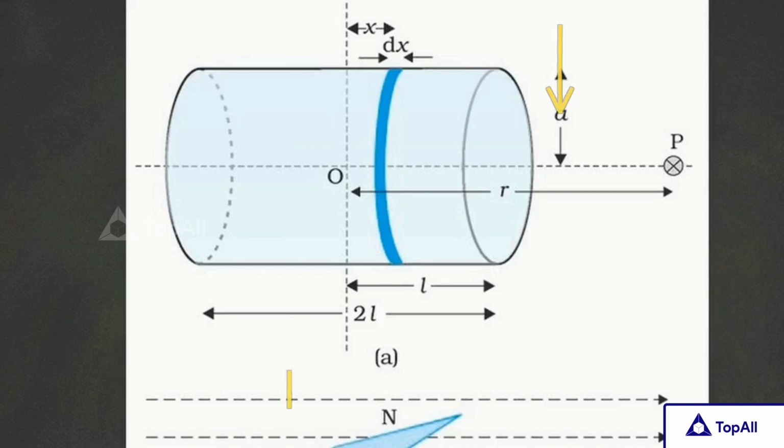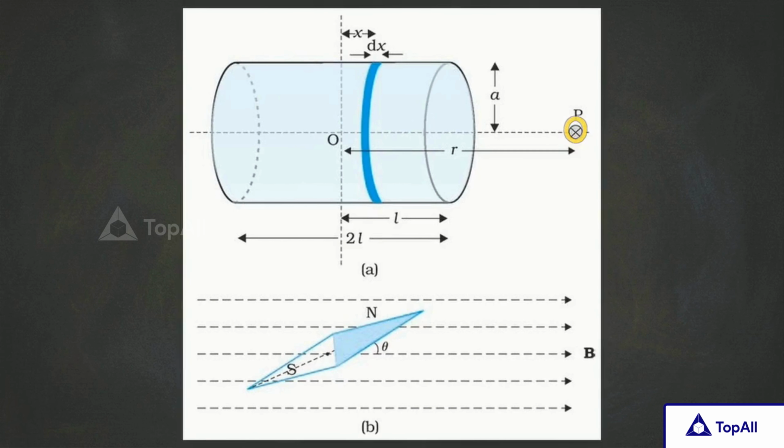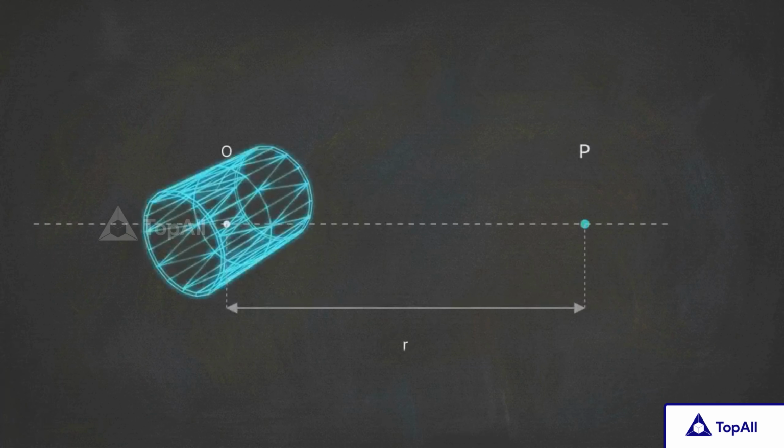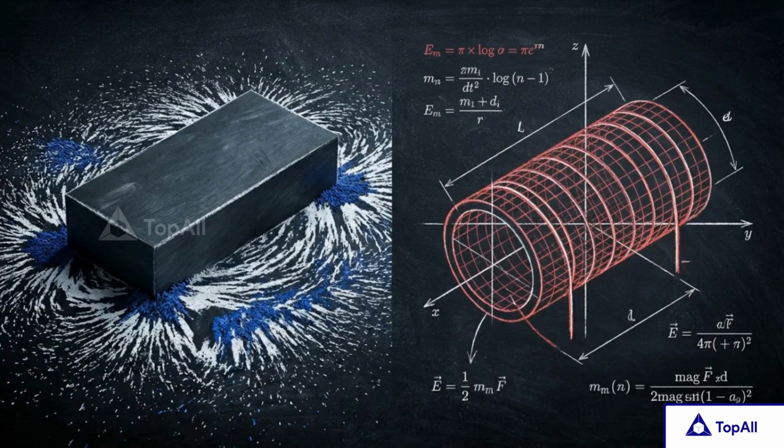We begin modeling a finite solenoid with radius a and length 2L. We identify our observation target, point P, located far out on the central axis at distance r. For this test to work, r must be significantly greater than the solenoid itself. By treating this cylinder as a stack of thin circular loops, we can use calculus to sum up the magnetic influence of every single loop at point P. This geometric model is the only way to convert visual observations into empirical proof.